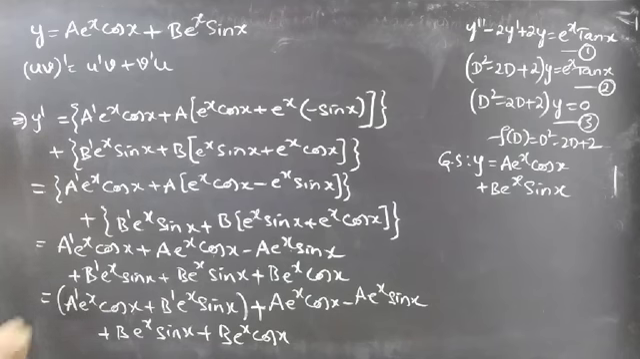Well, now let a' e^x cos x + b' e^x sin x = 0, so that a'' and b'' will not appear in y''. Or while finding y'', we won't get a'' and b'' there. Okay.